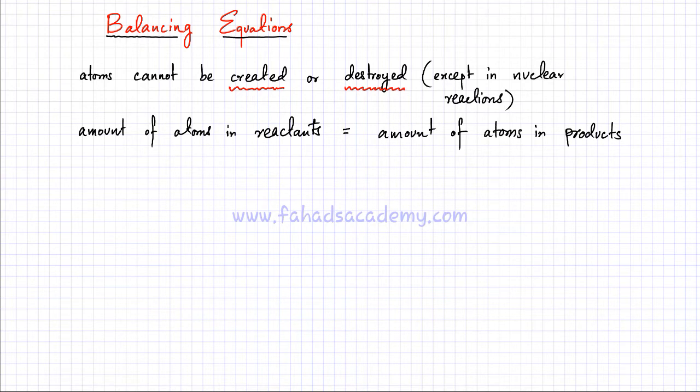We're not dealing with nuclear reactions, we're dealing with everyday reactions. So you cannot create or destroy atoms. And based on that, the amount of atoms in your reactants and the amount of atoms in your products must be equal, because atoms cannot go missing somewhere. If you're doing a reaction, the end product must contain the same number of atoms as the amount of atoms in your reactants. So let's start off with the basic equation.